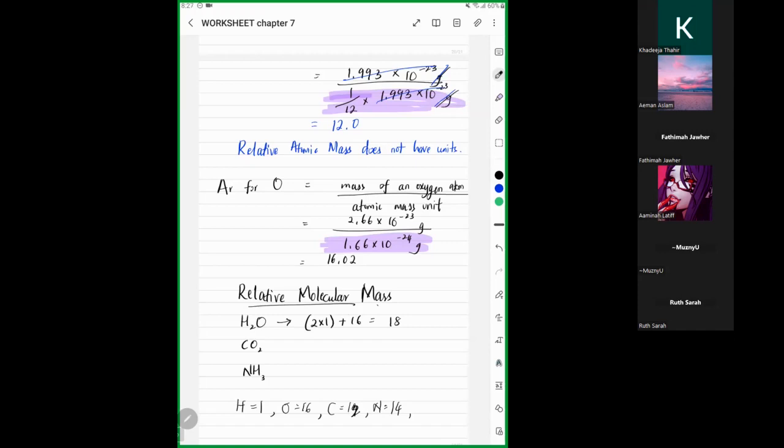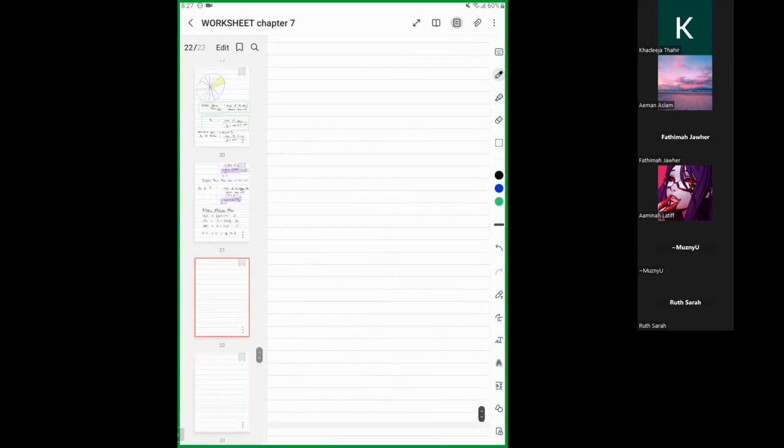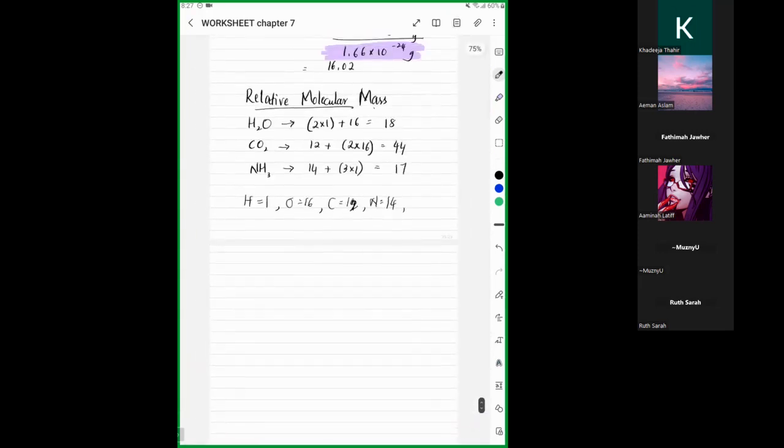There's no unit again this time. If relative atomic mass doesn't have a unit, definitely relative molecular mass also is not going to have a unit. So if you take CO2, it will be 12 plus 2 into 16. Why? Because there are 2 oxygens. So this will be 44. If you take NH3, it will be 14 plus 3 into 1. Because there are 3 hydrogens, you'll get 17, and so on for any molecule. Okay, for any molecule, you should be able to do this. So I hope that's also clear.